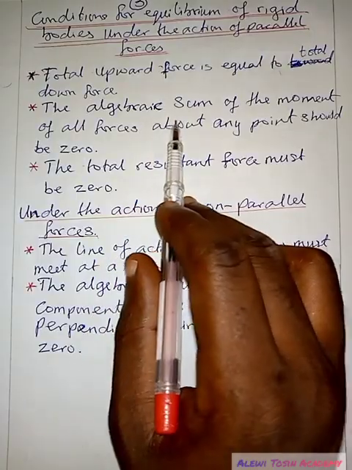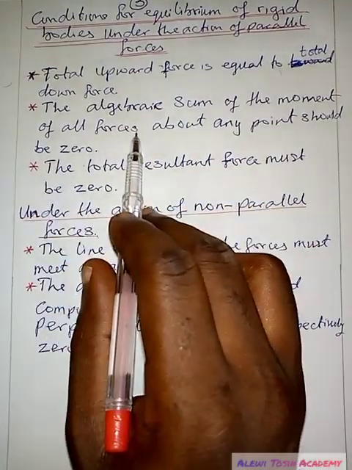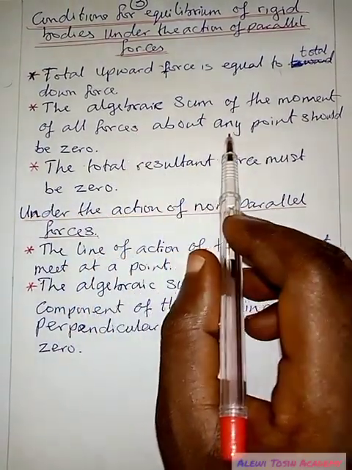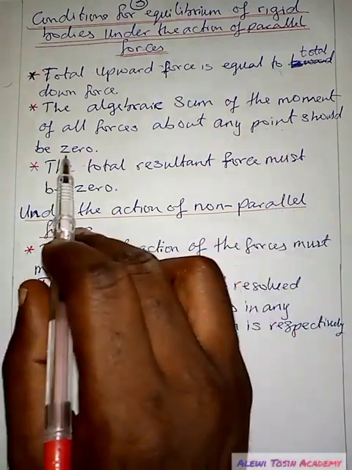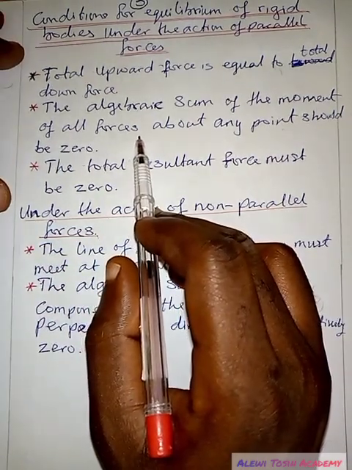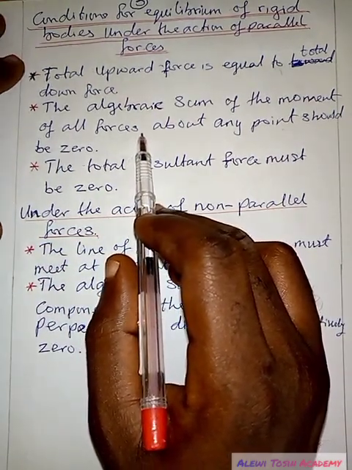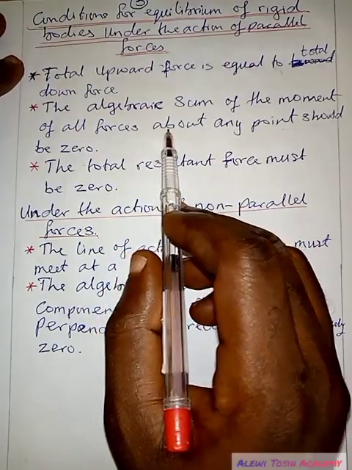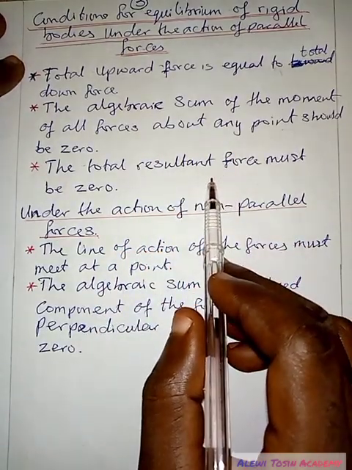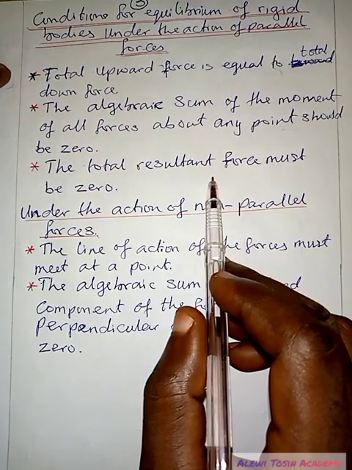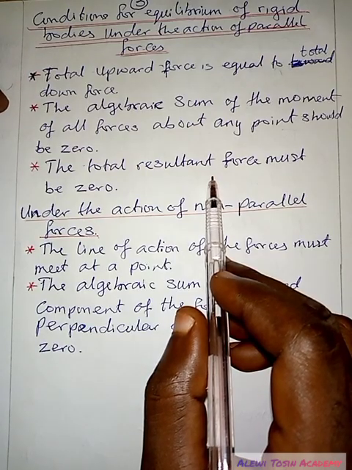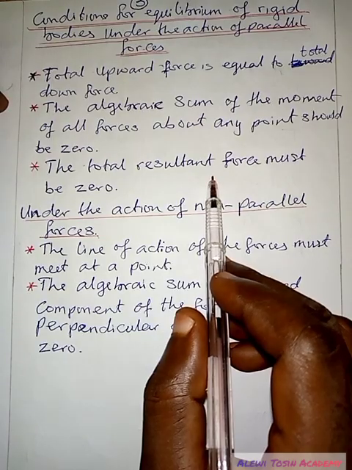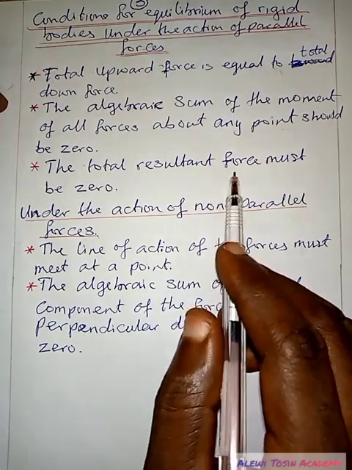Secondly, the algebraic sum of moments of all forces about any point should be zero. The algebraic sum of moments must be zero. What are we saying there? We are saying that the total clockwise moment of the forces about any point is equal to the total anticlockwise moment of the remaining forces about the same point.